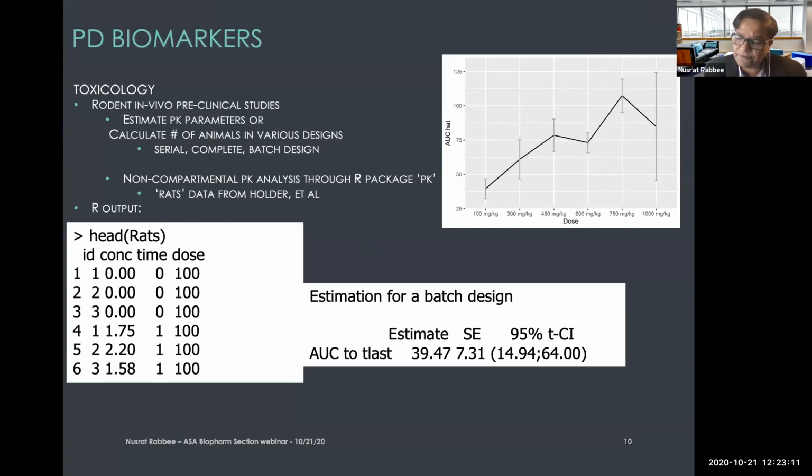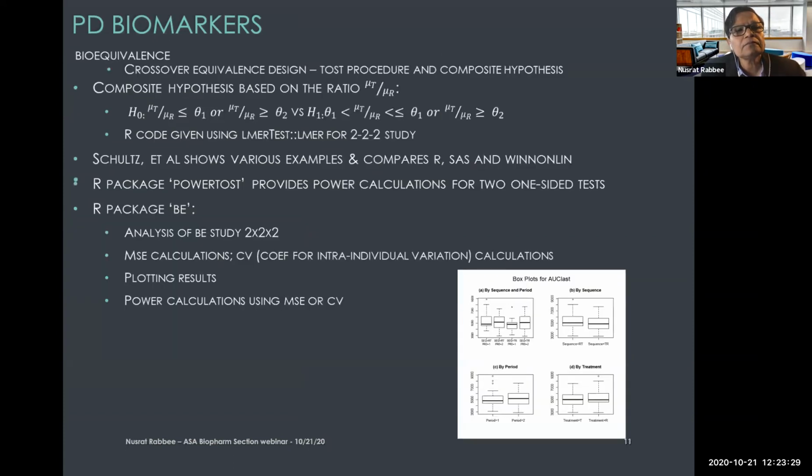And PK actually is a very good package. It does all the non-compartmental PK analyses. So I recommend it if you're involved in the early phase of toxicology and human clinical trials.